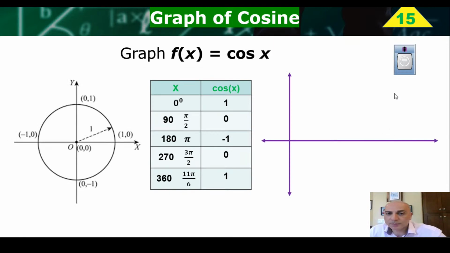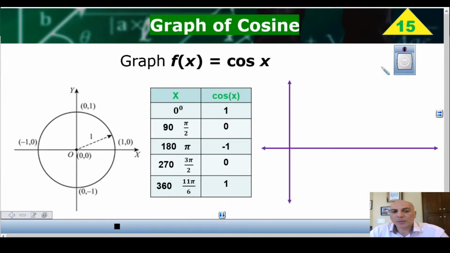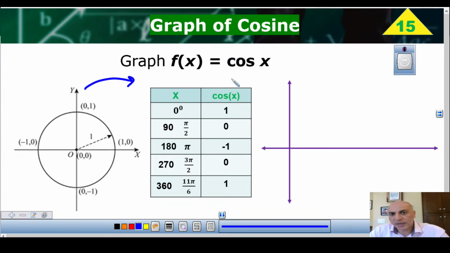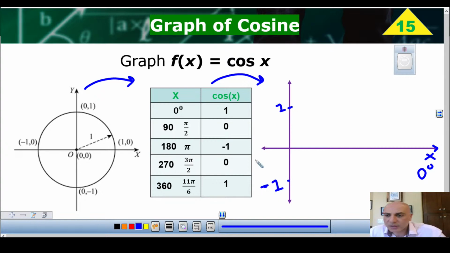Okay, so how do I graph that? Well, let's just follow the table. From the unit circle, I went to the table, and the table gives me the graph. Now, remember from last lecture, the x-axis is the degrees or the pi radians, and the y-axis is the values, 1, 2, 3. So I'm going to put 1 here, and negative 1 down here. I'm just going to start plotting points. All I'm doing is plotting points.